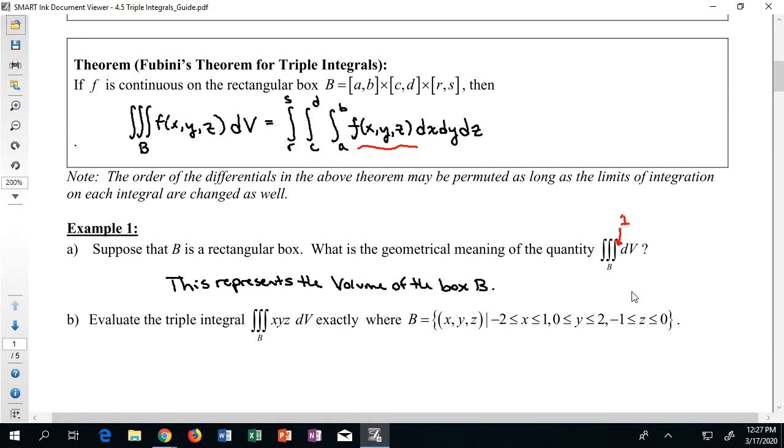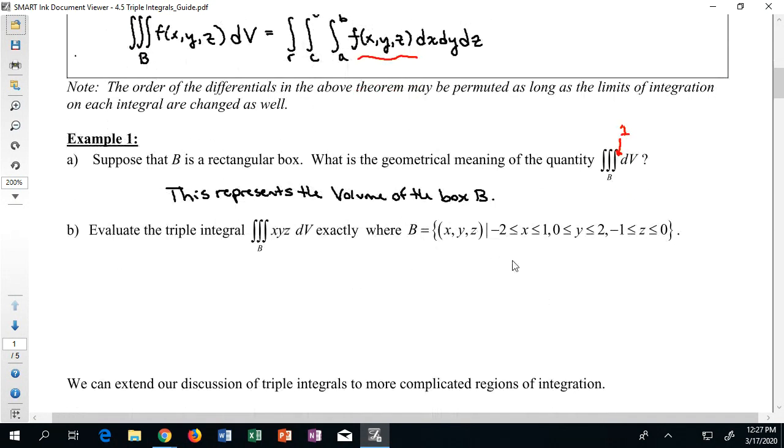Okay. So when I do a triple integral with a 1 in there, that means I'm automatically going to be grabbing the volume of what I'm integrating over. Okay. So now we obviously won't always be working over something with a 1 in there. We might work like something here in part B. Evaluate this triple integral exactly where it's the case that B is this rectangular box.